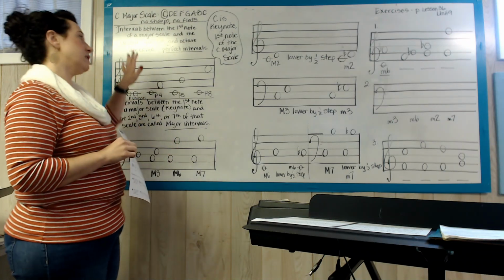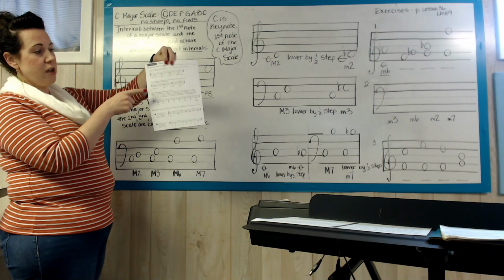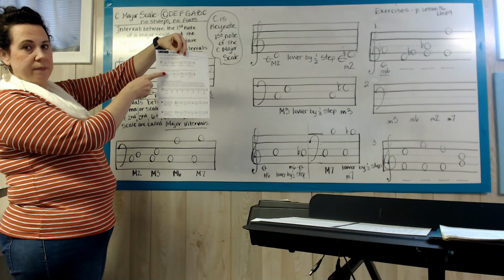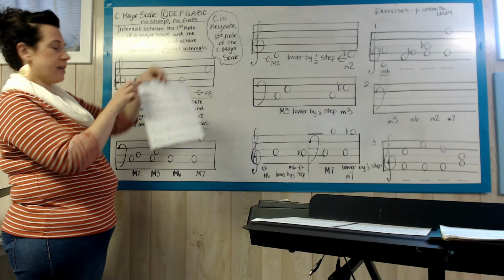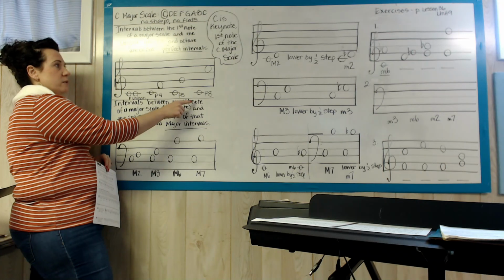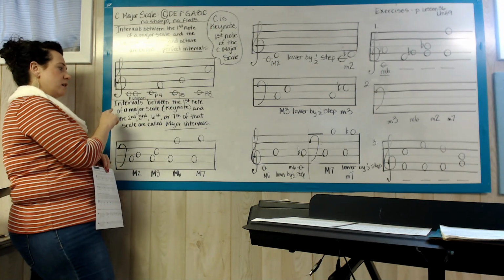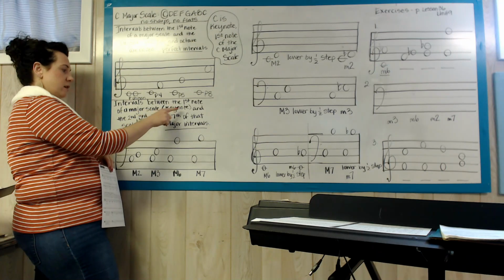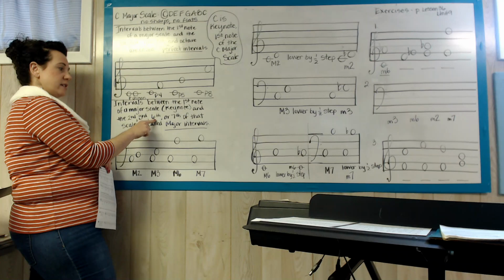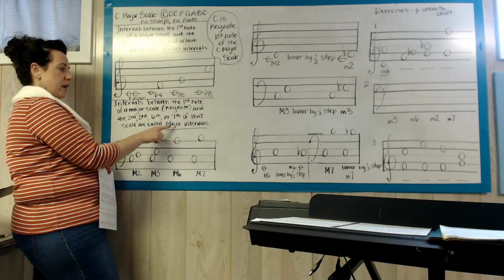Okay, so we've done the perfects. Now we're moving on to the next part of the worksheet, which is right here, this part right here. Okay, we've done the top, we're going on to the second. Intervals between the first note, which we're still working as C, the first note of the scale, of a major scale, which is the key note, and the second, third, sixth, or seventh of that scale are called major intervals.